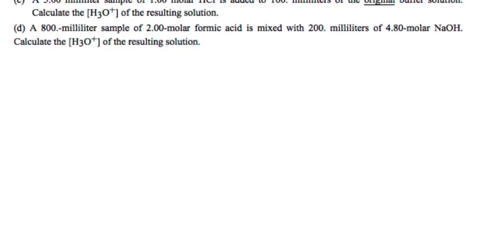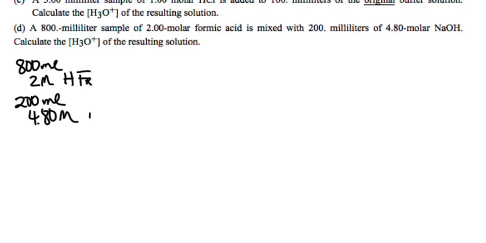All right. An 800 mL sample of 2 molar formic acid is mixed with 200 mL of 4.80 molar sodium hydroxide. What kind of problem is this? An invader. We're invading something different, though. We're not invading the buffer. What are we invading? A weak acid. So we're going to do OH minus, and it's going to just invade our acid. Easy reaction. Not much we can do, but do what?